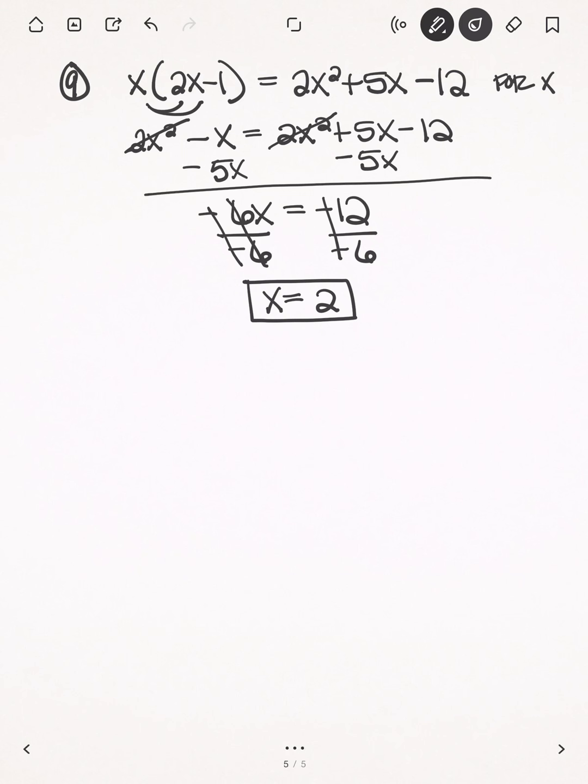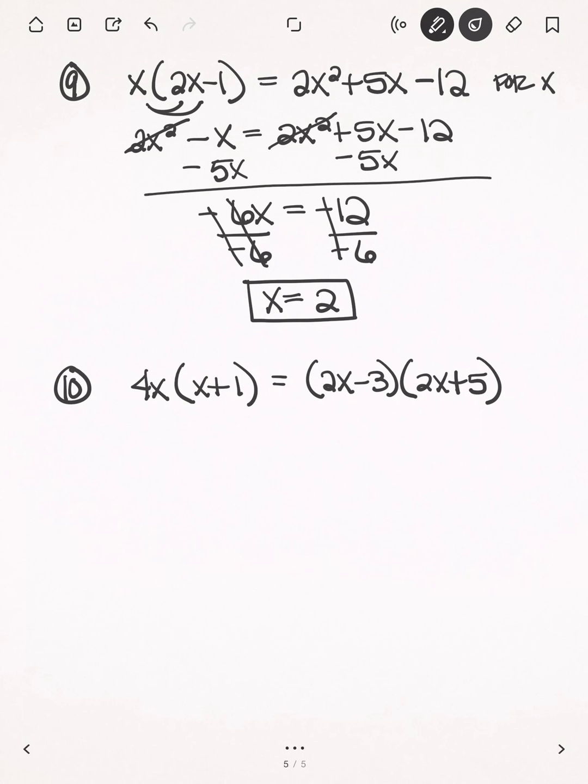All right, one more. Give this problem a try. Number 10. You have 4x times parentheses x plus 1 is equal to 2x minus 3 times 2x plus 5. And we are solving for x. Now, you have a monomial times a binomial on one side, and you have two binomials on the other. Solve for x. Pause the video, and I'll help you with it in a second.